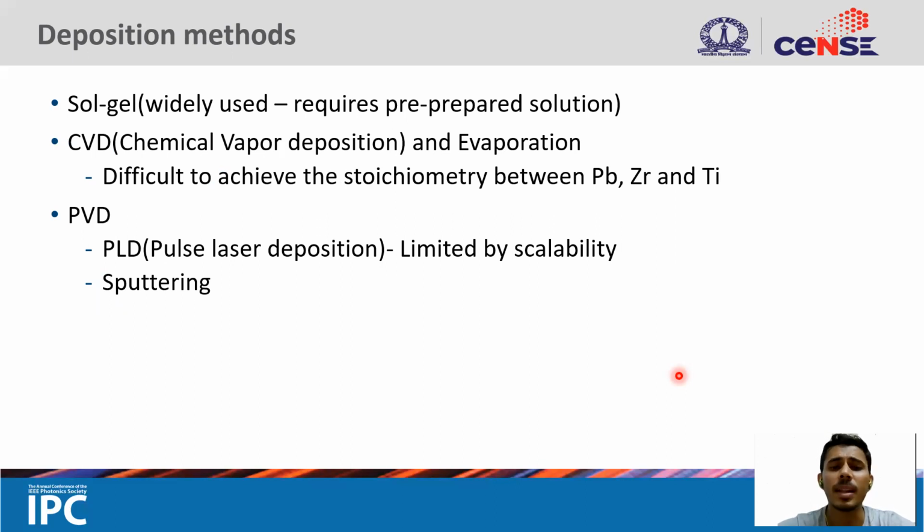Physical vapor deposition helps in maintaining the stoichiometry, but pulsed laser deposition, a very popular physical vapor deposition method, is limited by scalability. So we go ahead with sputtering, which gives us the benefit of a physical vapor deposition as well as making it a scalable process.